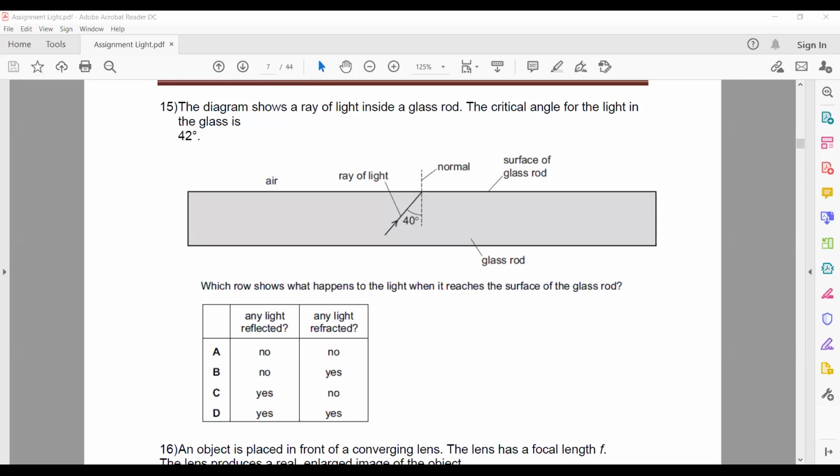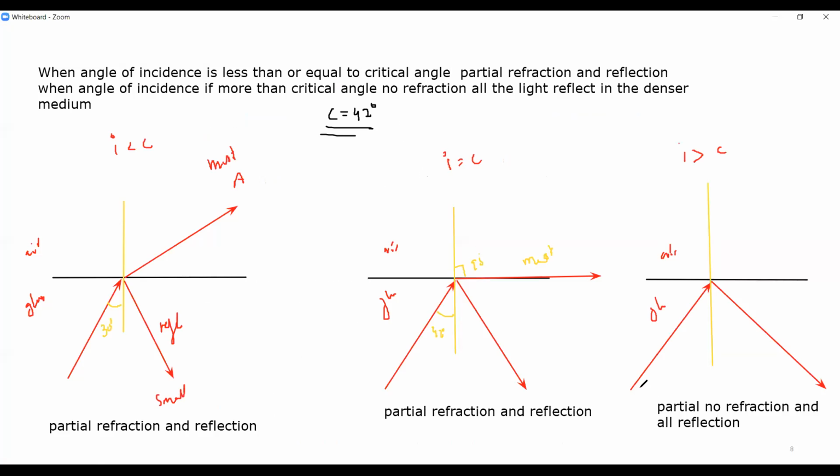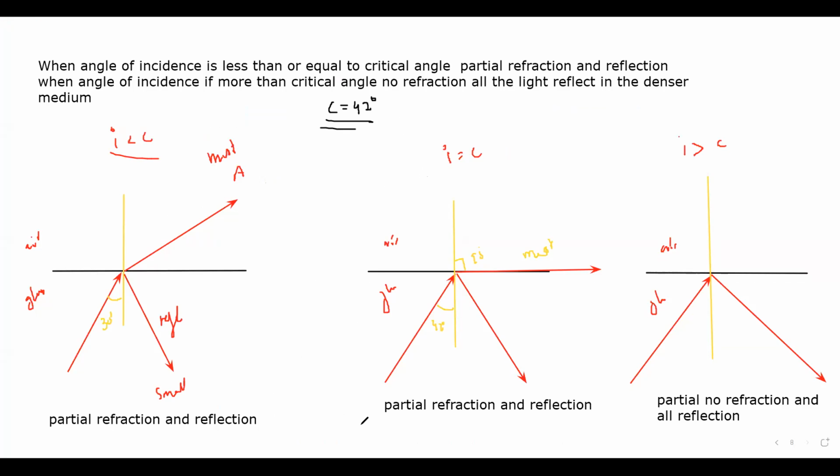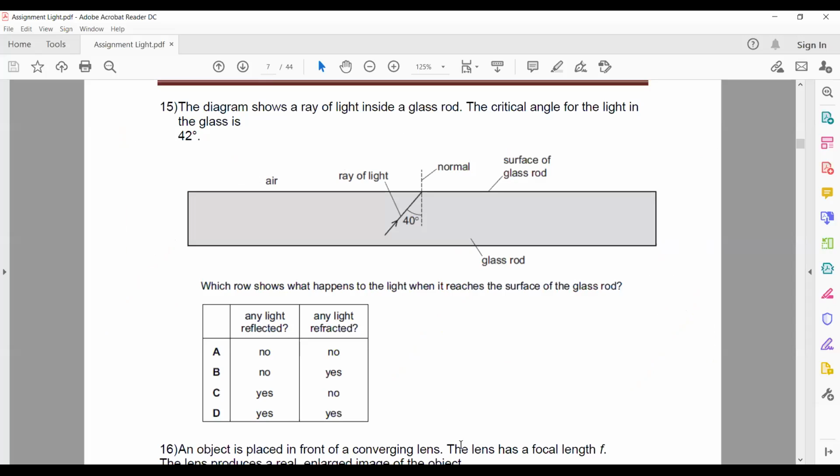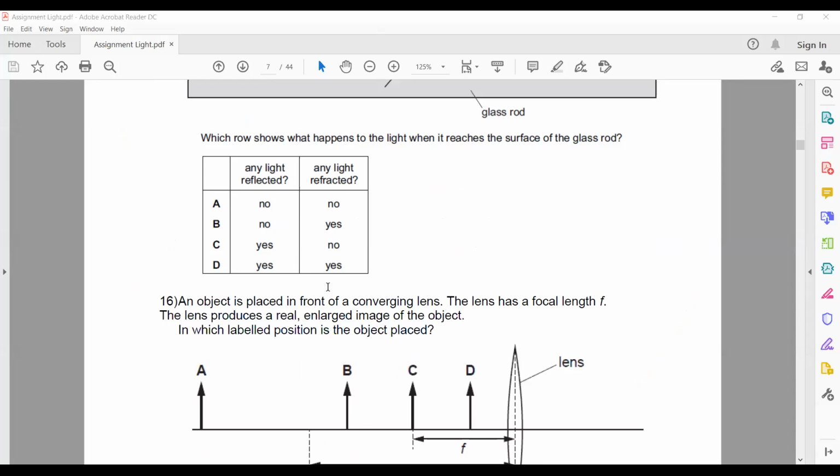Yes, again D is the right answer, because you can see the angle of incidence is less than the critical angle. If the angle of incidence is smaller than the critical angle, partial reflection and refraction will occur. Some of the light will refract, but it will not be exactly 90, because the critical angle and the angle of incidence are not equal. So partial reflection and refraction occur.